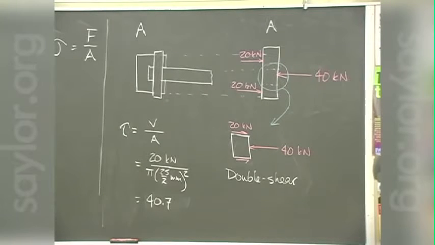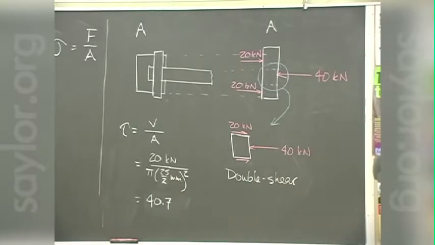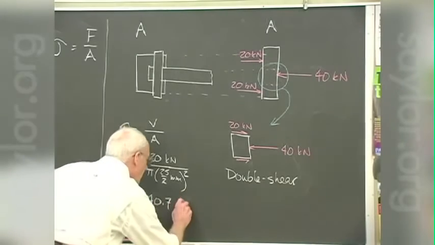I'm not sure if they use pascals in shear. It's not strictly a pressure, but we still use the same units, still use pascals. 40.7 without any scientific notation part to it is megapascals. I think so.